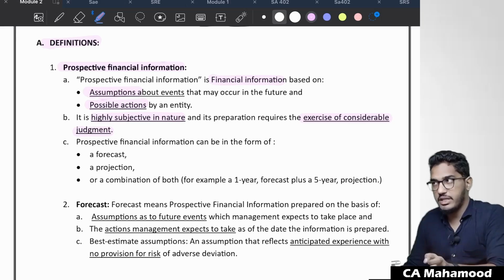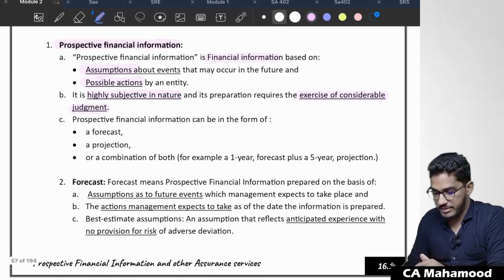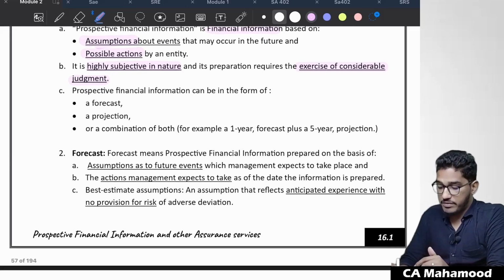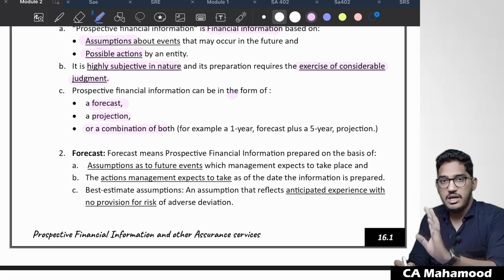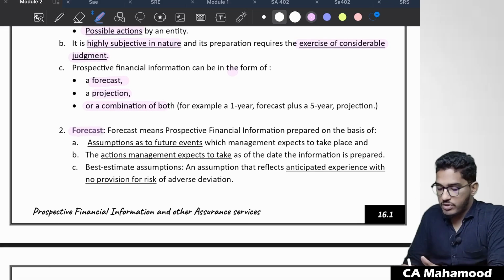So it is highly subjective in nature, and it is completely dependent on judgment. Prospective financial information can be in the form of either a forecast, or a projection, or a combination of both. In some cases, we use both best estimate as well as hypothetical assumption. Sir, what is a forecast, sir?